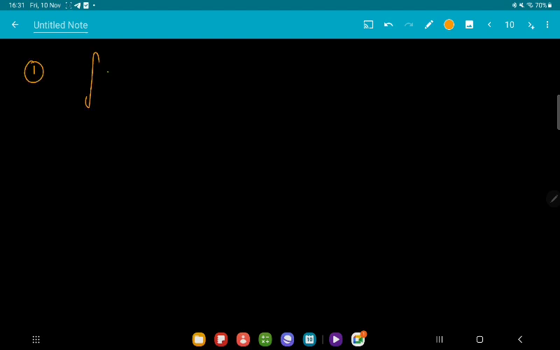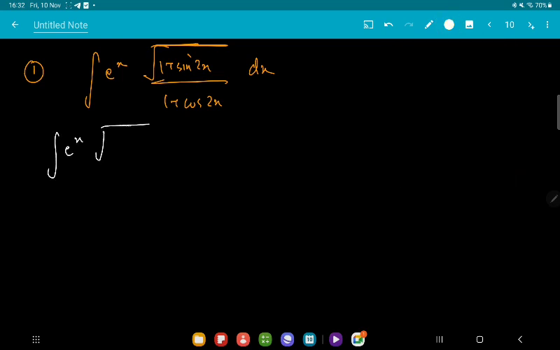Let's do some more. e to the power x (1 plus sin 2x) over (1 plus cos 2x). This would be a sum. So e to the power x (sin²x plus cos²x plus 2 sin x cos x) in the numerator. This is how it will be.